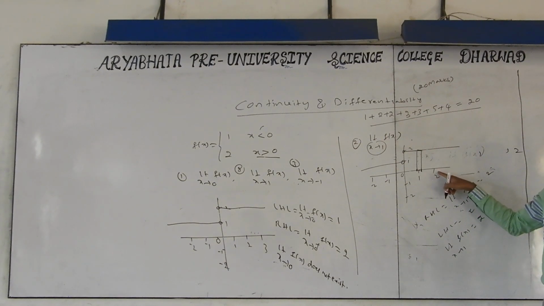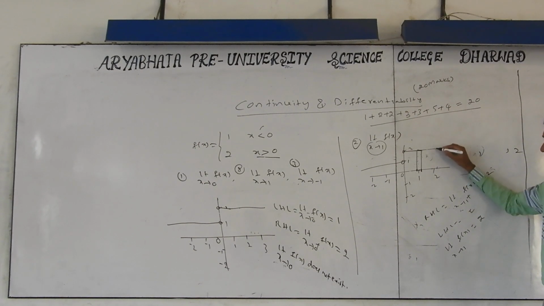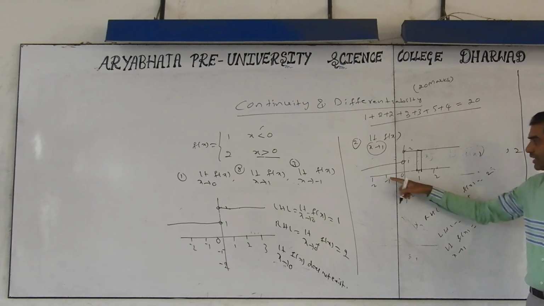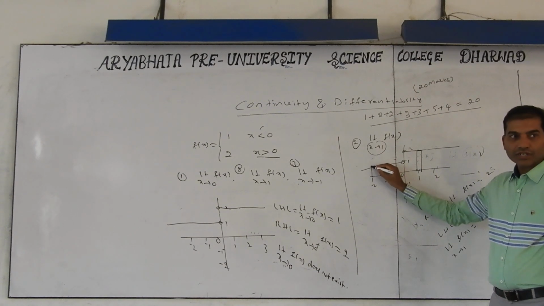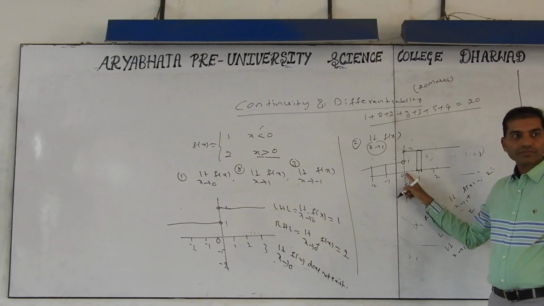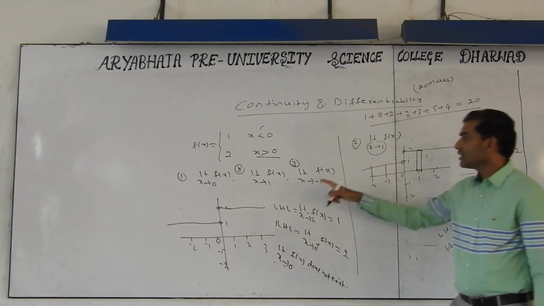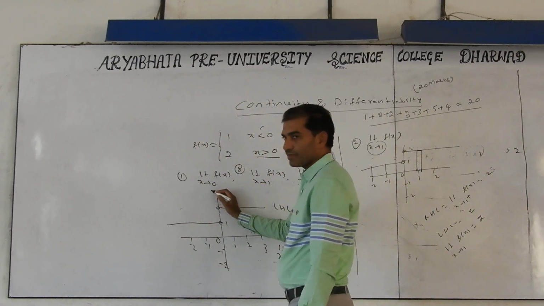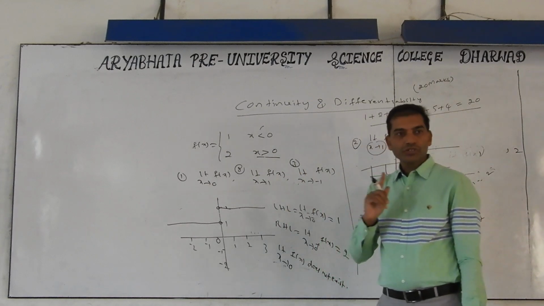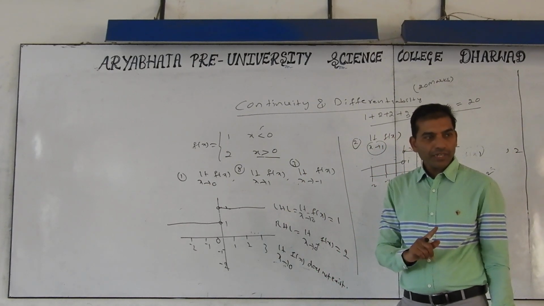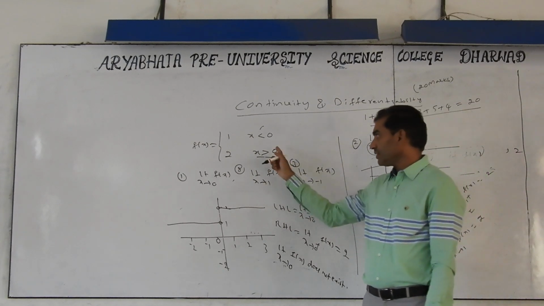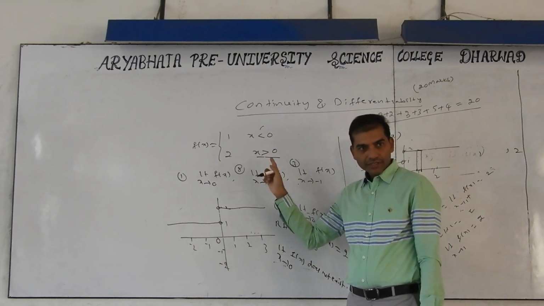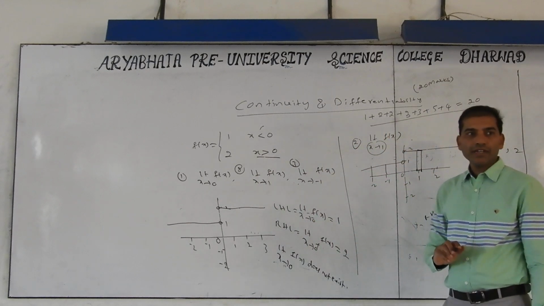So at 2 also it is 2, because it is not changing at 2. At minus 1, not changing. Minus 2, not changing. But at 0 it is changing. So this is when the function is changing. At that point we should find the left limit and the right limit. If it is not changing at that point, there is no need to find the left limit and right limit.